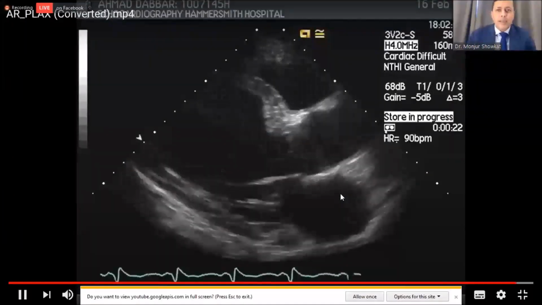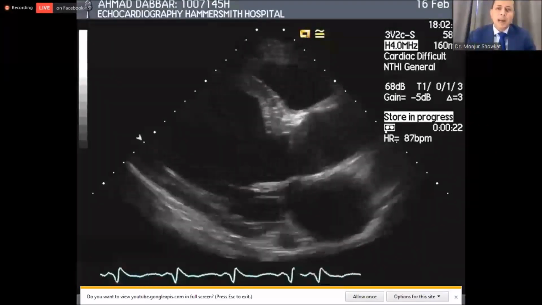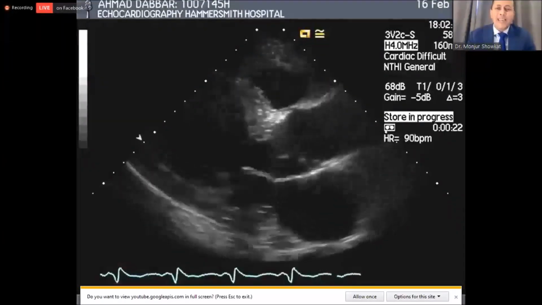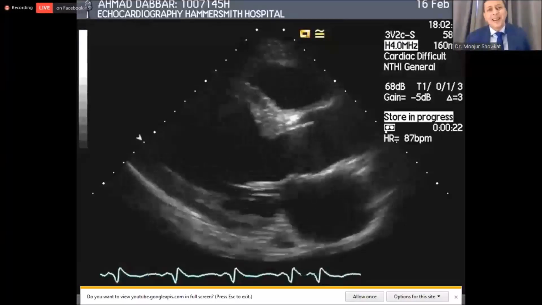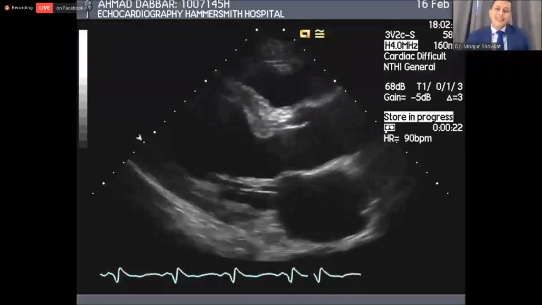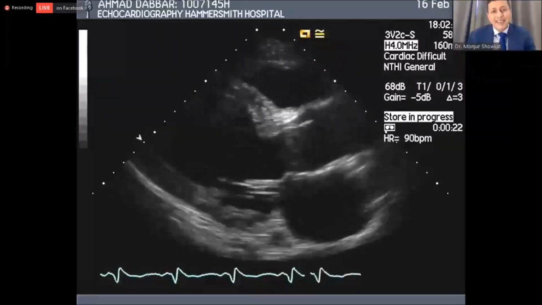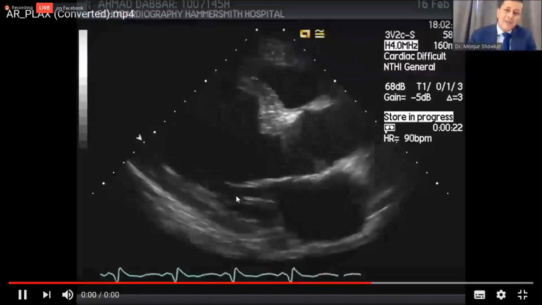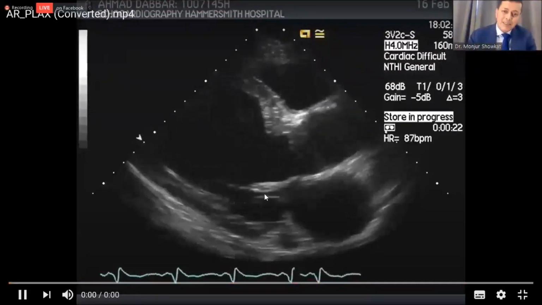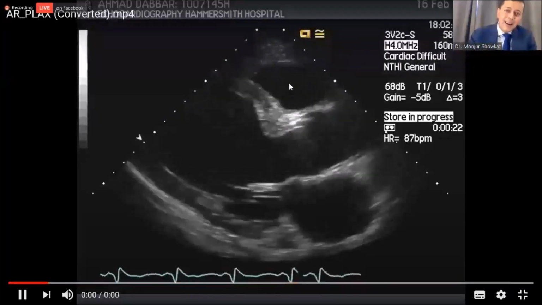This is one of our patients who came to our hospital. On examination we found he has an early diastolic murmur. And on the scan, you can see he never had any kind of problem. This is the left atrium, this is the mitral valve, this is the aortic valve, this is the LV, and this is the RV.